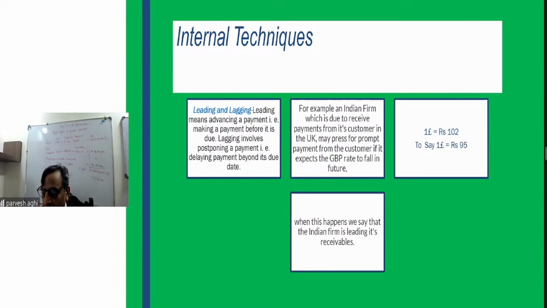But for a very long period of time, the assessment can go wrong, because in the short term, you can always make a better assessment of what is going to happen next month or the month after. There is something called technical analysis, which you might have studied in your stock market paper or futures and options of stock market. When this happens, we say that the Indian firm is leading its receivables. So here, it is called leading receivables.